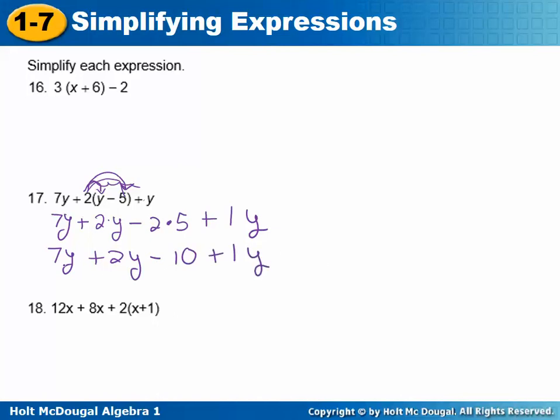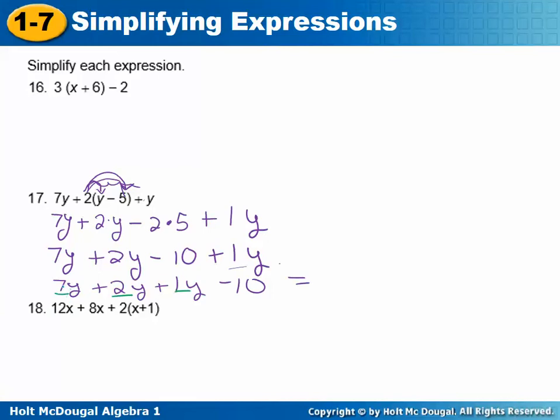Now finally we go and look for like terms. If you want, you can rewrite this so that your 1y is next to your other y's. So 7y plus 2y, that's the commutative property that lets us do that, plus 1y. Remember the sign in front of the term goes with it, and then the minus 10. So my like terms are all the ones that have a y in them. So we have a 7y plus 2y plus 1y.